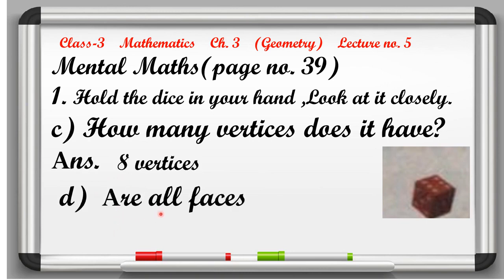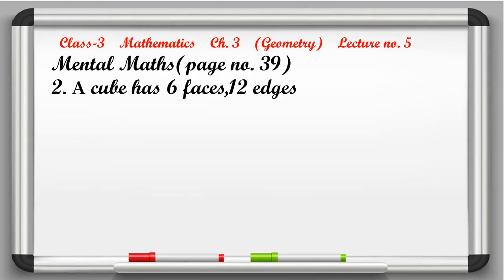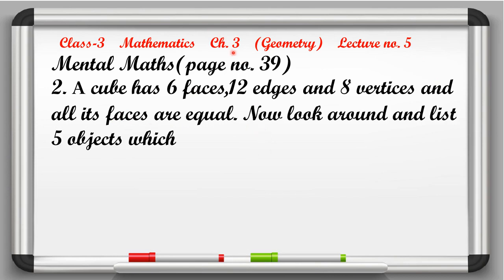Now in D part, are all faces equal? Now it's saying that all the faces of the dice are equal. Yes, all faces of a dice or a cube are equal. Okay. Question number 2. A cube has 6 faces, 12 edges, and 8 vertices, and its faces are equal. Now look around and list 5 objects which are cubes. Okay, so here beta we have to write the object names which are cubical in shape.